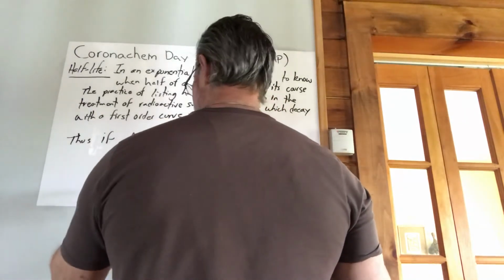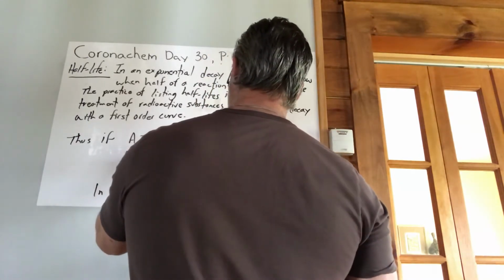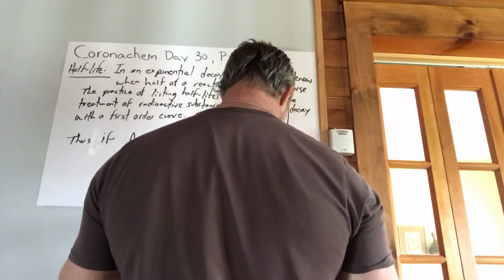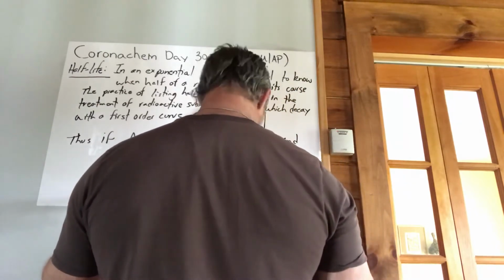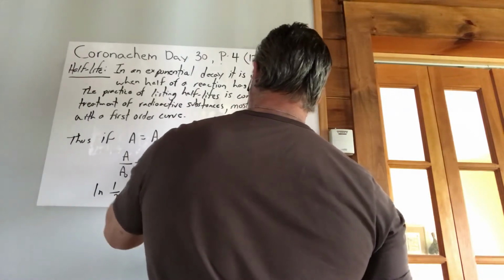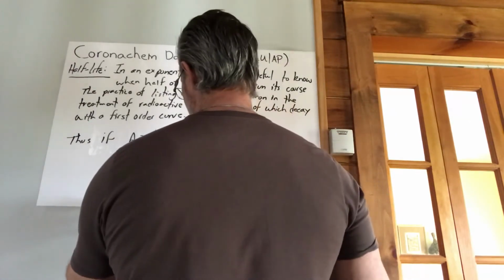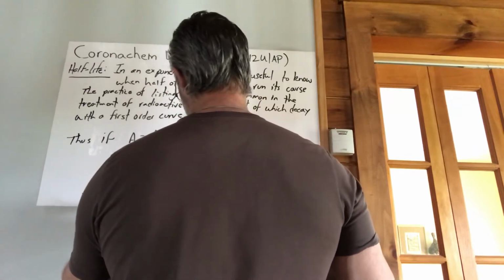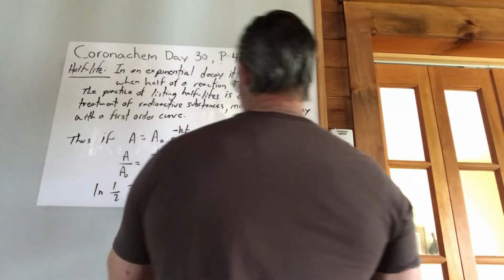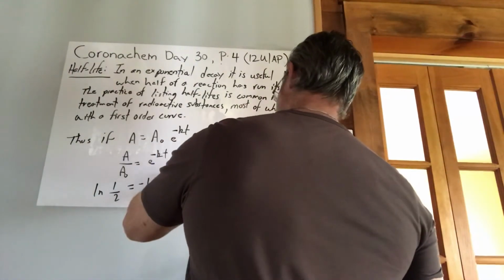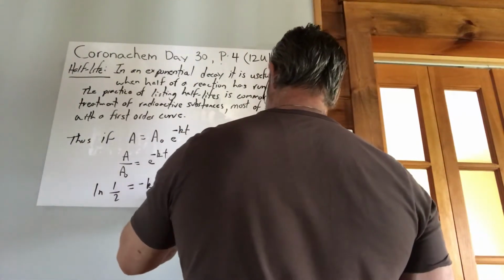So that means the half-life, T1/2, equals, well, ln of 1/2 is 0.693, so what you get is 0.693 over k. You want to isolate T1/2, so you transpose the k under, and 0.693 over k is your half-life in a first order process.